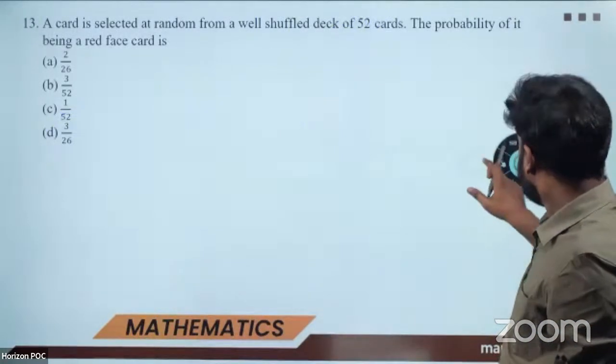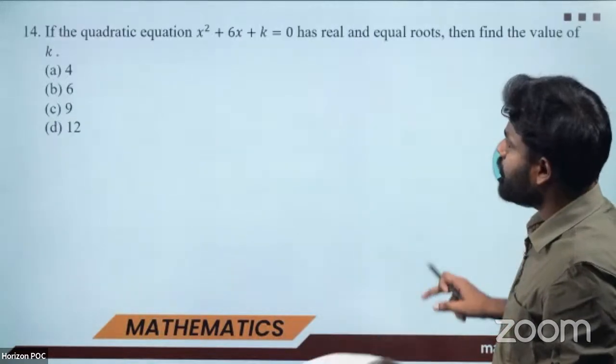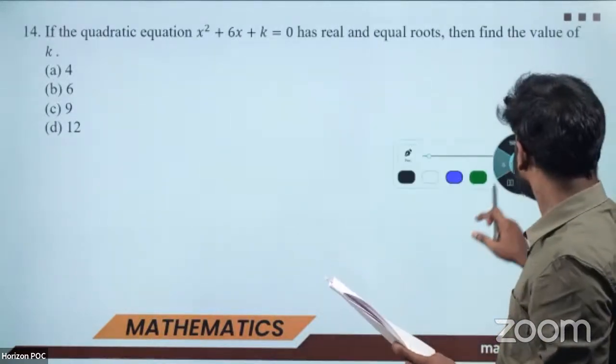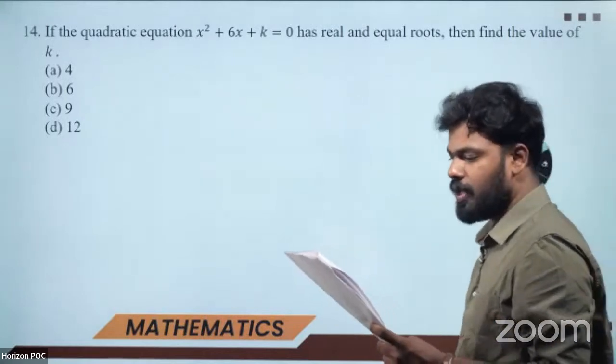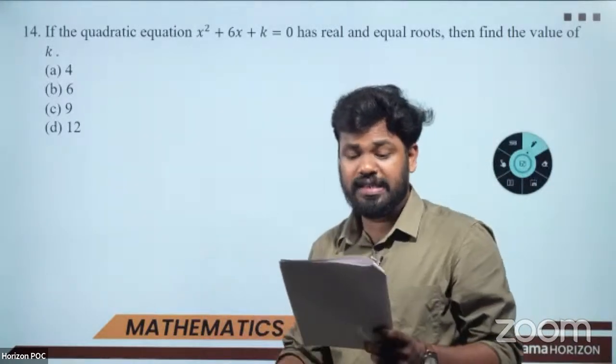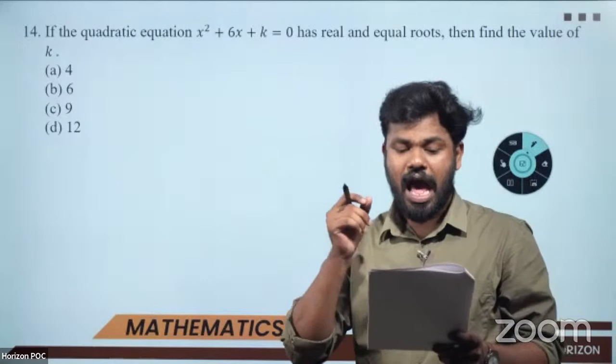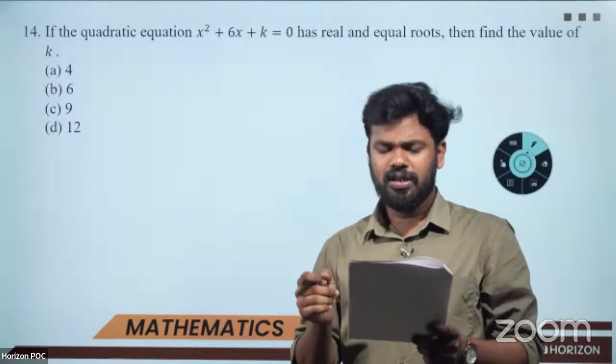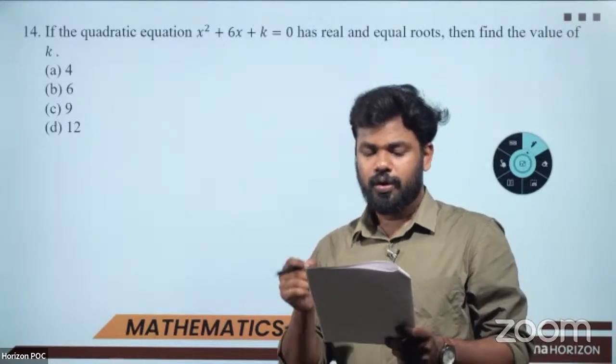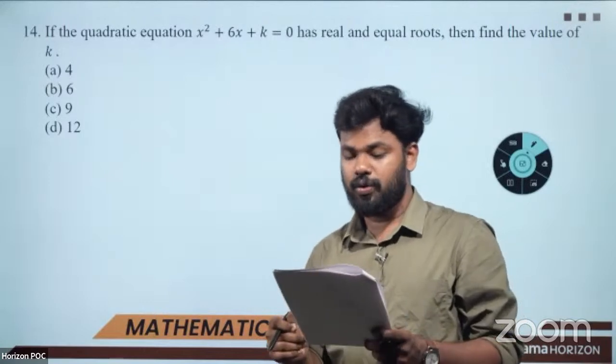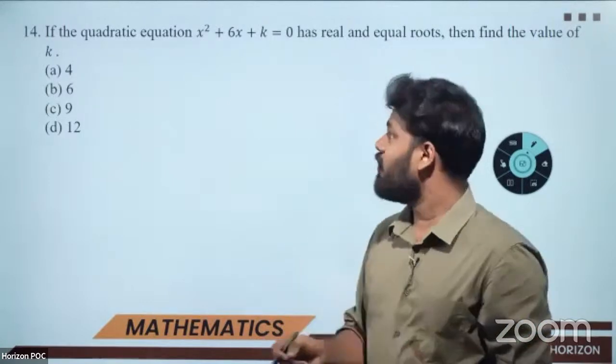Yeah. So moving on to the next one, you will have question number 14. What is the question? If the quadratic equation x square plus 6x plus k is equal to 0 has real and equal roots, what is the value of k? That is the question. So your quadratic equation has equal and real roots. They're asking me to find out the value of k.